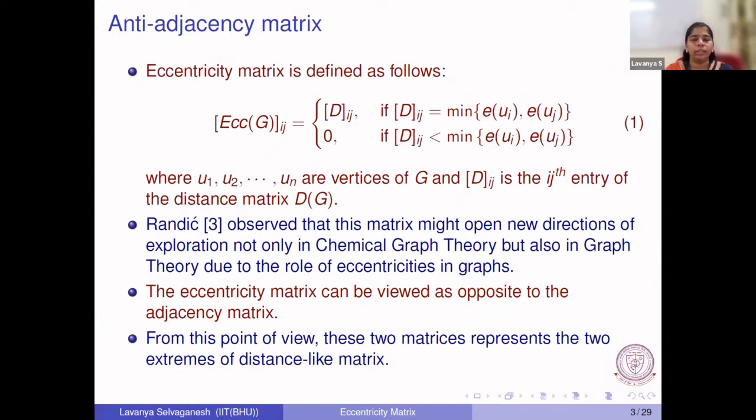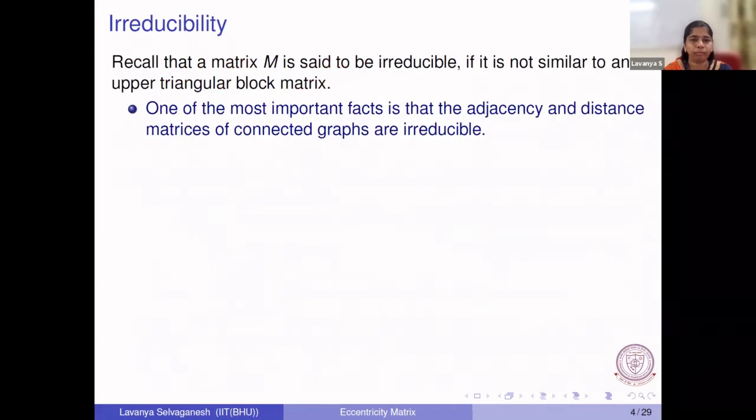So as I was saying, if you look at the distance matrix, the adjacency matrix takes those entries where the distance is minimum between any two vertices, whereas the eccentricity matrix takes the distance where two vertices are farthest apart. So they are kind of two extremes of the whole class of distance-like matrices. If we try to define such a class, you can think of these two as the extreme cases.